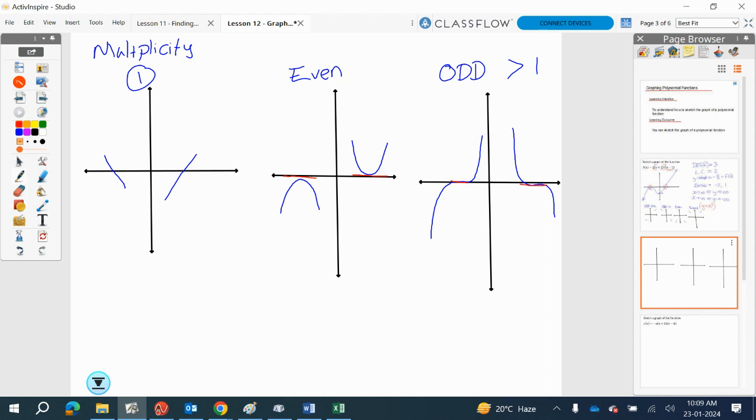So if the multiplicity is 1, it's going to look like that. If it's even, it's going to do a U-turn. If it's odd, it's going to do a horizontal stationary point like this one, or a saddle point, sometimes a terrace point, so a few different names. Horizontal point of tangency.